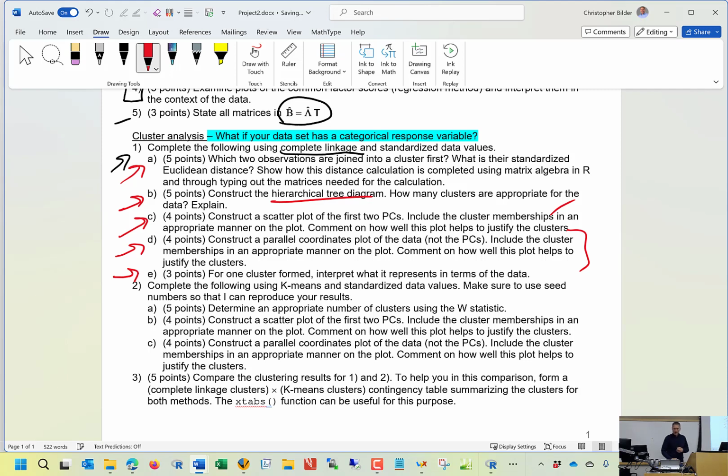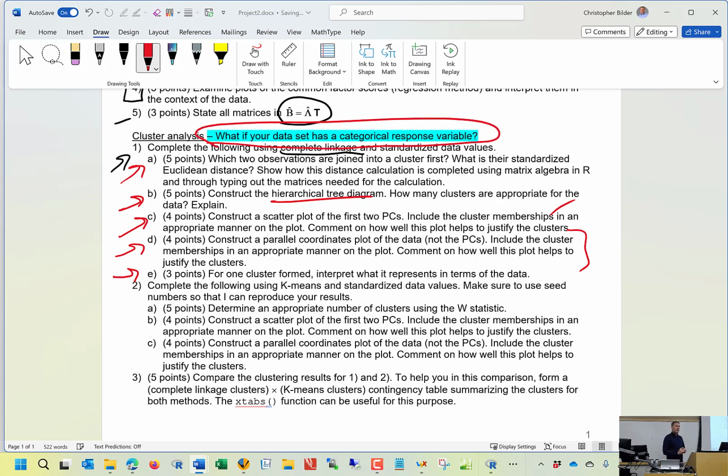Then part E. So, take one of the clusters that you have chosen to find. Interpret what it represents in terms of the data. So like with the goblets, we could say, okay, these are all like small goblets that maybe have a small cup. Do a similar thing here. So that's number one.